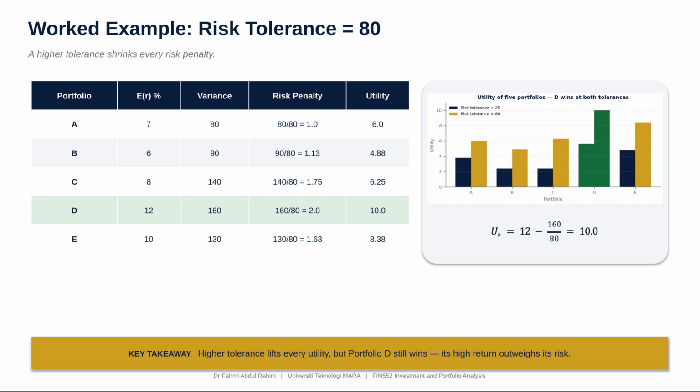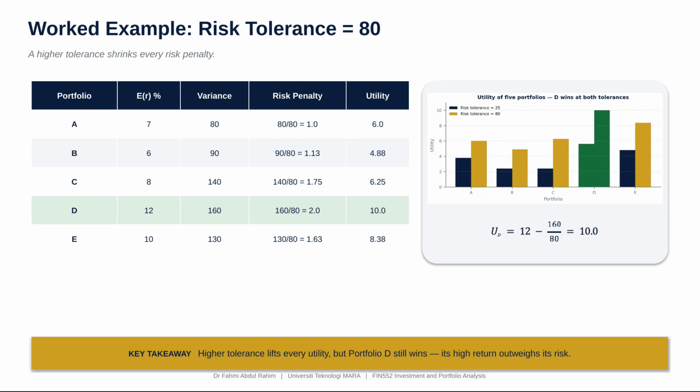Working through all 5, the utilities are now A 6, B 4.88, C 6.25, D 10, and E 8.38. Compare the bar chart on the right. The gold bars for risk tolerance 80 are all taller than the navy bars for 25. Every utility has been lifted because risk is being penalized less.